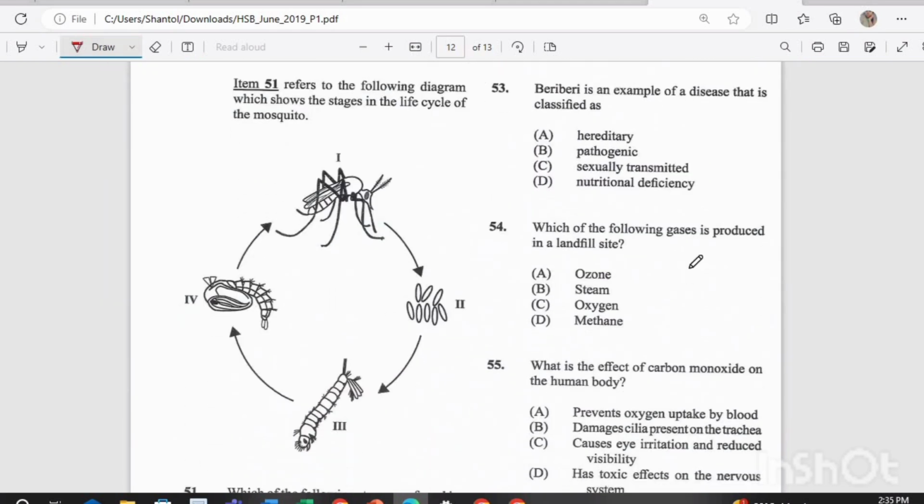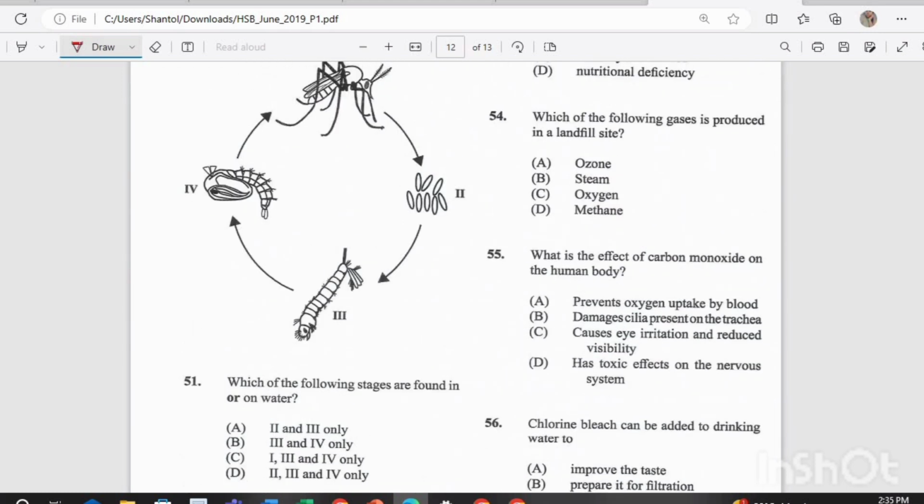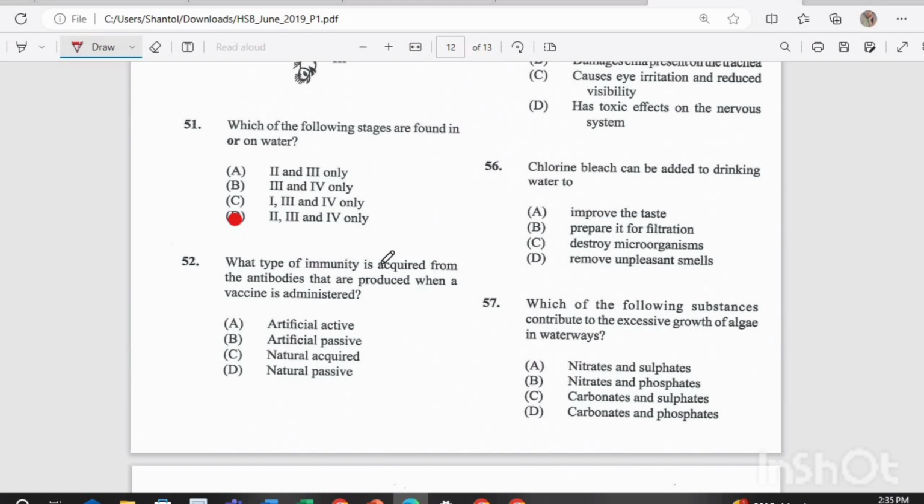Item 51 refers to the following diagram, which shows the stages in the life cycle of the mosquito. We have stage 1, 2, 3, and 4. The question asks, which of the following stages are found in or on water? Now, I know some persons are tempted to say 2 and 3 only, but you must remember that mosquitoes lay their eggs in water, so all 3 stages, so 2, 3, and 4 would be the answer, so that is D.